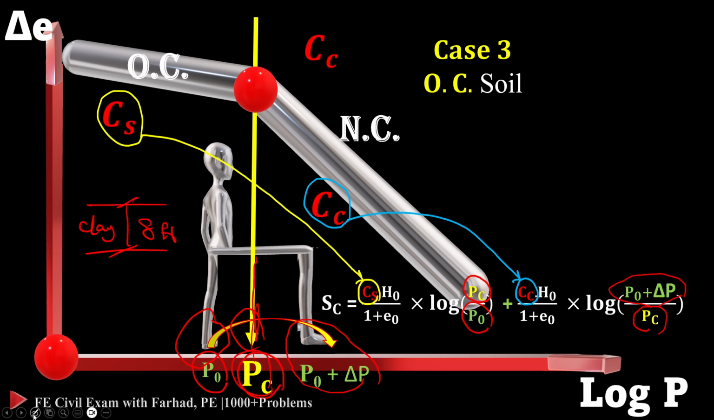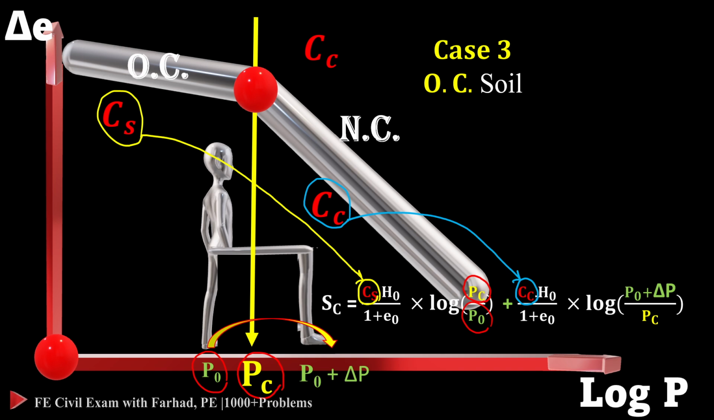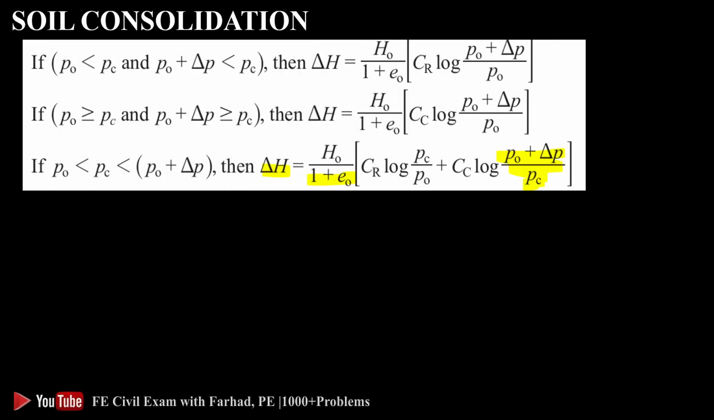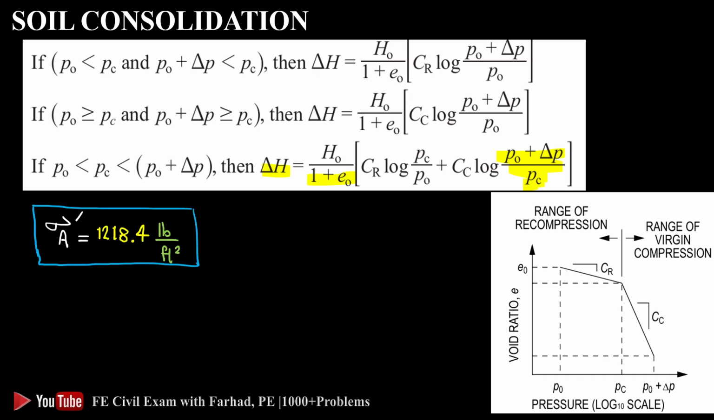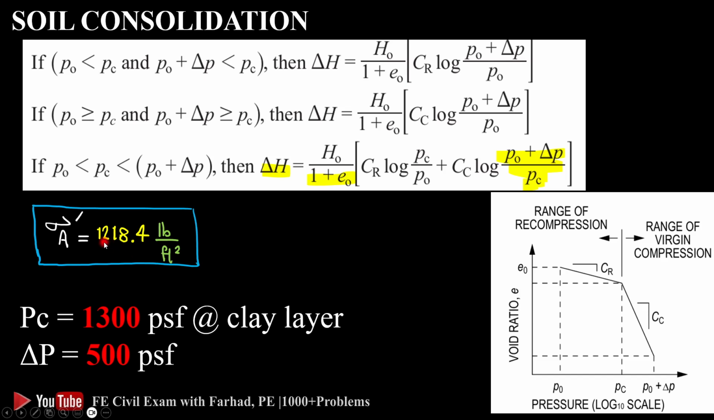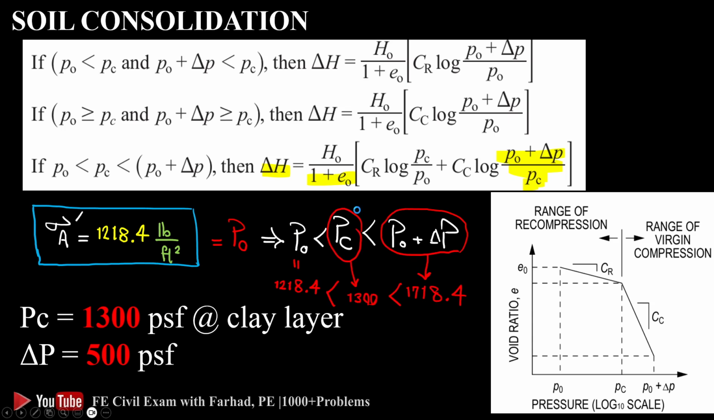Now for all the scenarios for our case, we can go back to the story of those three formulas in the NCEES handout. As soon as we know our case, for example, sigma prime we calculated at the beginning to be 1218.4 pounds per square foot. PC is 1300, delta P is 500. Sigma prime is P naught in our formula, and then our category is this. PC is 1300, which is higher than P naught, but P naught plus delta P is 1718.4. So definitely our category is the third formula in the NCEES handout. So this is our case. We already know the story of this equation.